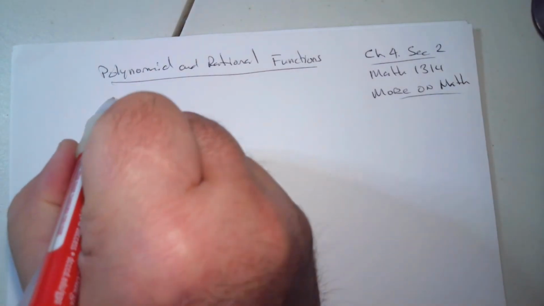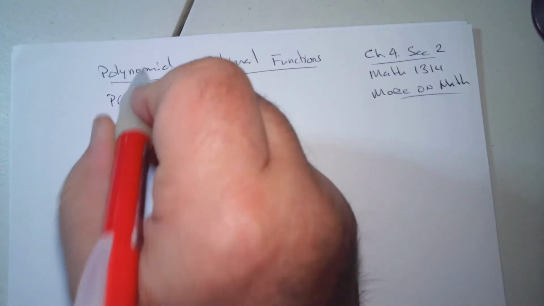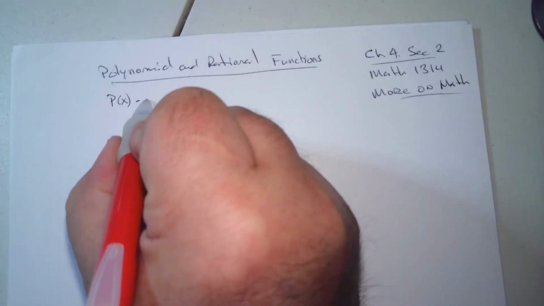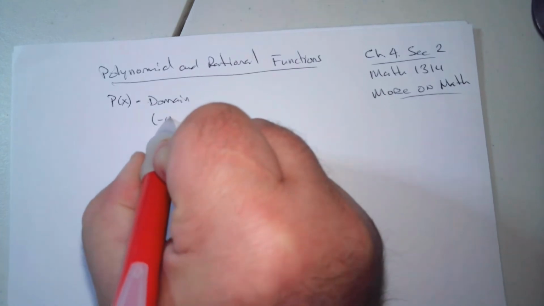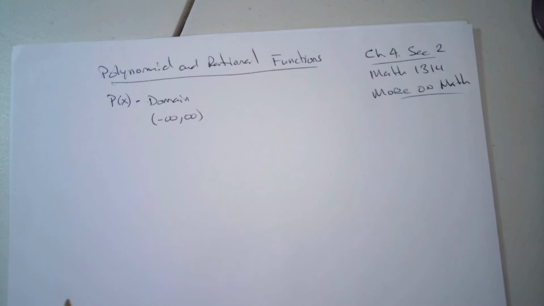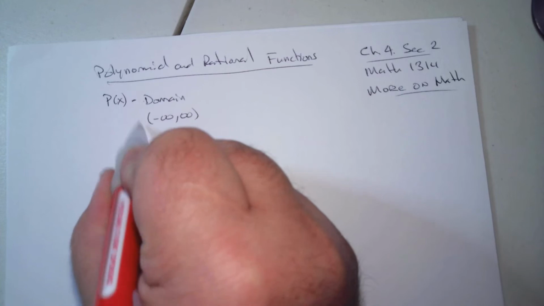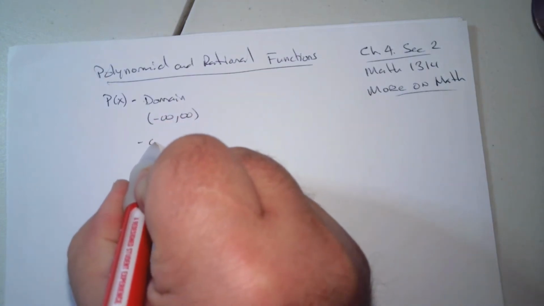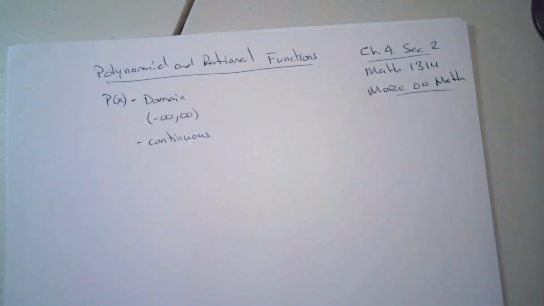Remember, polynomial functions will use p of x. Here's some conditions about polynomial functions. Their domain is from negative infinity to positive infinity, meaning that since it goes from negative infinity to positive infinity, it's continuous. It's a continuous function. That means there are no breaks. There are no breaks in the graph itself.